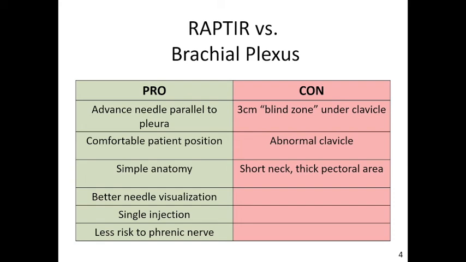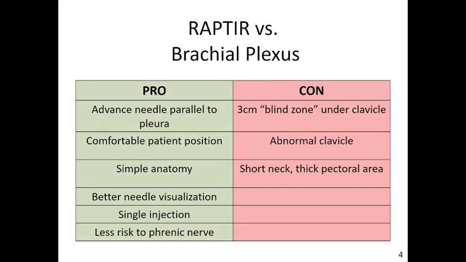Patient is supine, and this is a comfortable patient position to perform the procedure. The anatomy is quite simple, meaning that the number of structures that you need to identify is small. This is similar to the brachial plexus blocks. Given that the needle is advanced directly underneath the ultrasound probe and parallel to the probe and perpendicular to the ultrasound beam, there is better visualization of the needle.